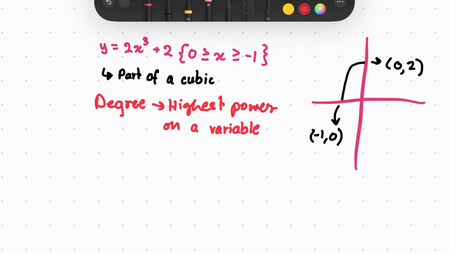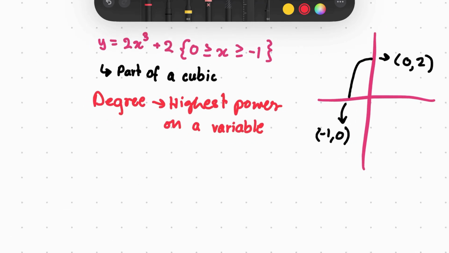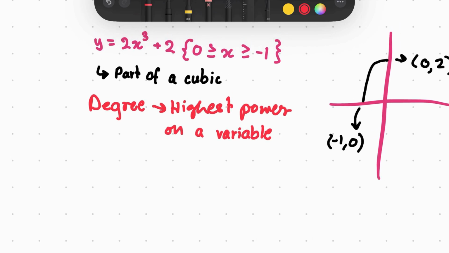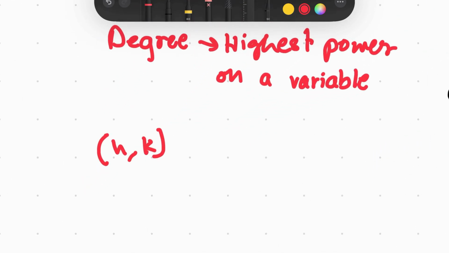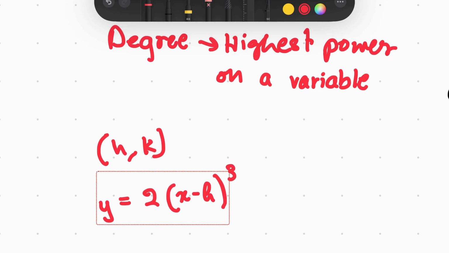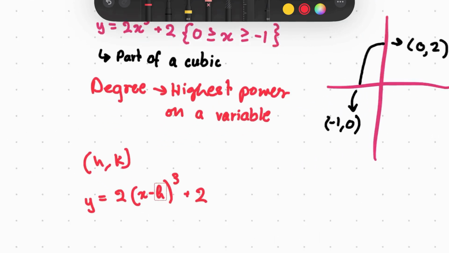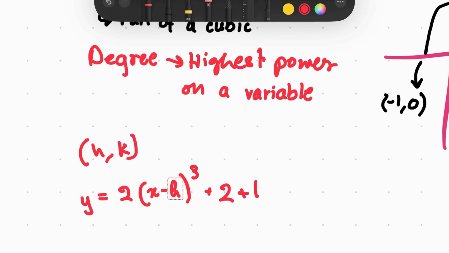What we're going to do is use our point of inflection formula. We know that a point of inflection is at (h, k), and we're going to use this knowledge. So we're just going to write this out as y is equal to 2(x minus h) cubed plus 2, because we had that plus 2, and I'm just going to add the plus k.